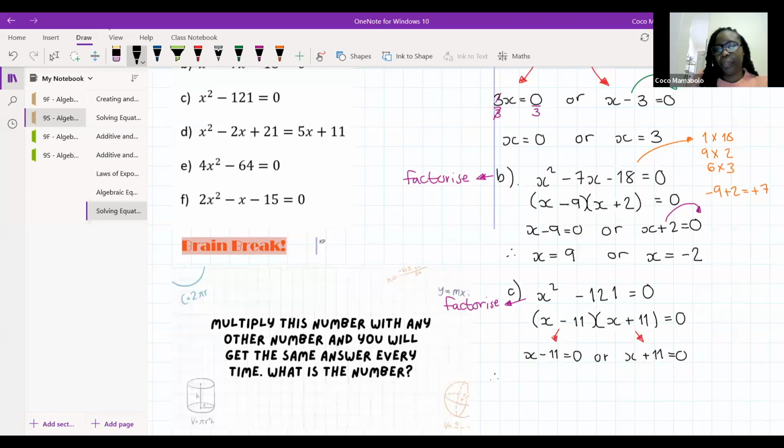And then from there on, because we're moving it to the other side, the signs must change. So we're going to say, therefore, x equal to positive 11, because when we take negative 11 to the other side, it becomes a positive. And then the other x will be negative 11, because the 11 is positive, and we're taking it to the other side, which is going to be negative.